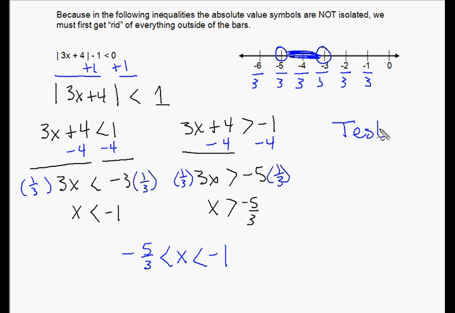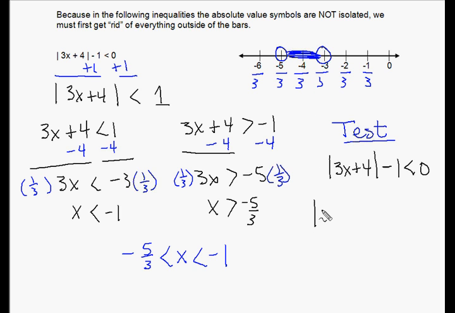Let's test. When you test, you normally try a number on each side of the numbers that you found. You never test the numbers you found, just something on each side. Since I'm running out of room here, I'm just going to test this one in the middle. Going back to the original inequality, the absolute value of 3x plus 4, end of absolute value, subtract 1 is less than 0. So we're going to test this number, negative 4/3.